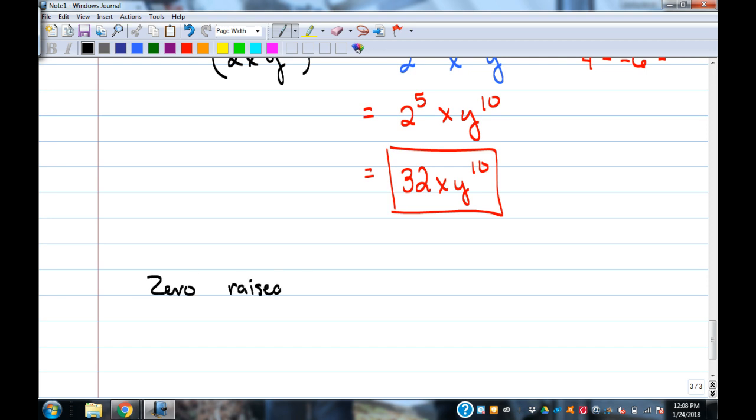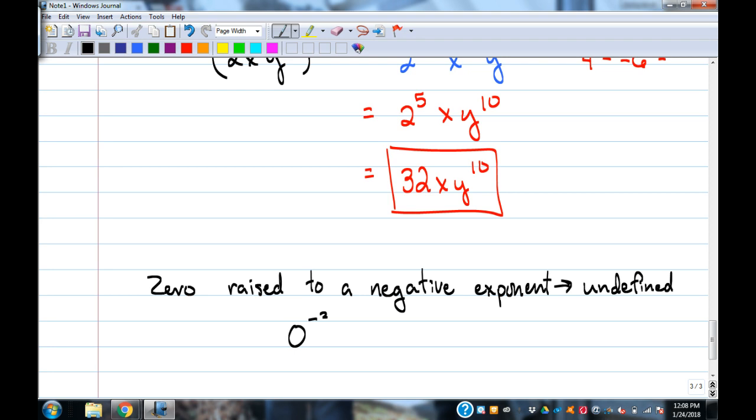Okay. All right. So one other fact that you need to know: if you have the number 0 raised to a negative exponent, that's undefined. So if you had 0 to the negative 3, that doesn't work, because what that ends up giving you is 1 over 0 to the third, which is 1 divided by 0. What's the only number on the planet we can never divide by? 0. That's undefined.